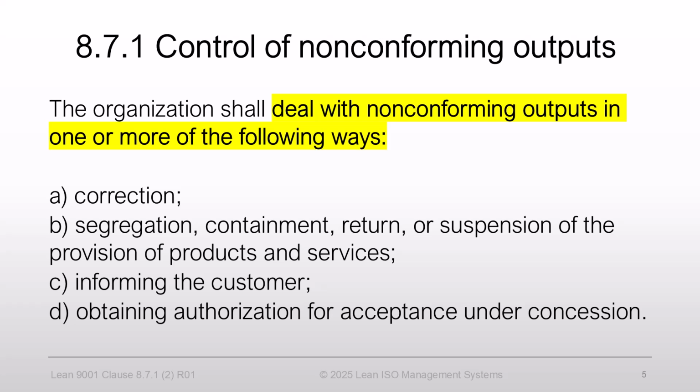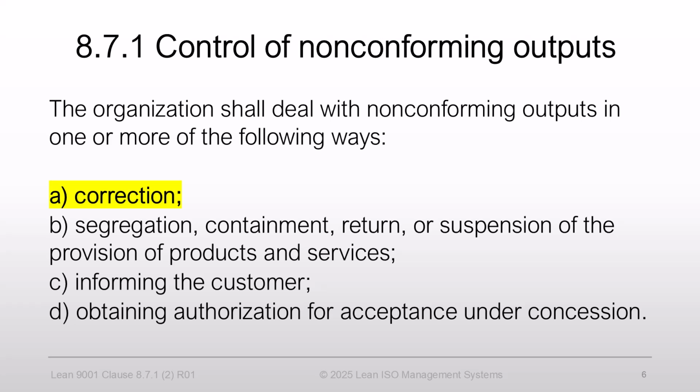Here's how the standard wants us to deal with nonconformities: A. Correction, B. Segregation, containment, return, or suspension of provision, C. Informing the customer, and D. Obtaining authorization for acceptance under concession. The standard really did a number on this part by blending control steps, dispositions, and communications in a questionable order. Don't panic, I'll walk you through it, and we'll figure this out together.